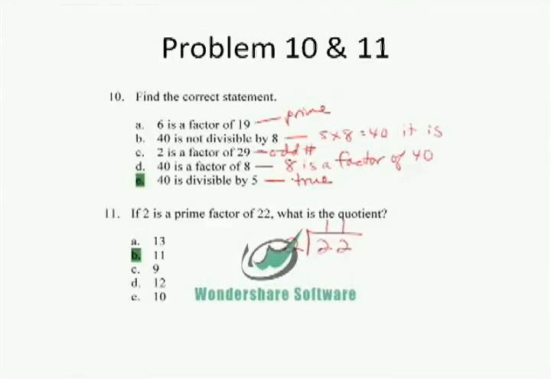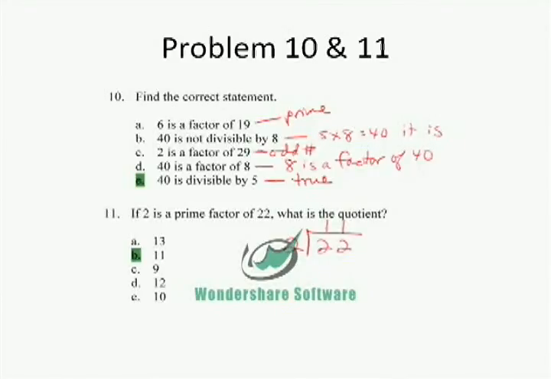Number 11. Read the problem along with me very slowly. It says, if 2 is a prime factor of 22. Now let's think about that for a second before we even read the second part of the question. Is 2 a prime factor of 22? It is a factor of 22 because 22 is an even number. In other words, you could divide 22 by 2 and get a whole number answer. Is it a prime factor? In other words, is 2 a prime number? Yes, it is. A prime number is a number that can only be divided by itself or by 1.